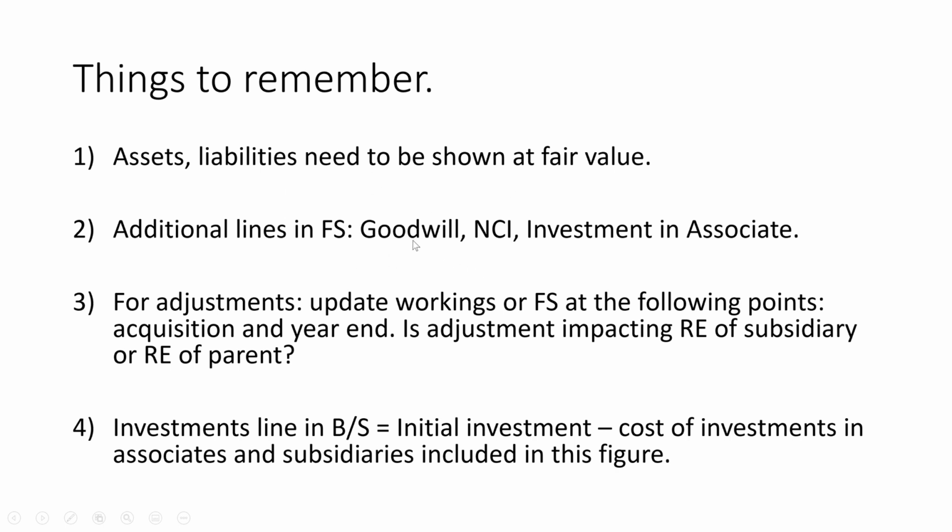There are going to be some standardized additional lines in the FS. So you're normally going to have goodwill, you're going to have NCI, and you potentially might have investment in associate. Okay, so at least 3 lines are going to be shown. There might be some additional lines as well, like contingent consideration, but those don't come up every time. Those only come up some of the time.